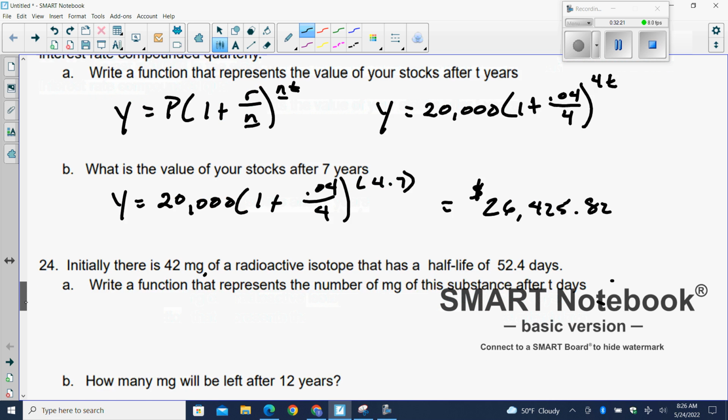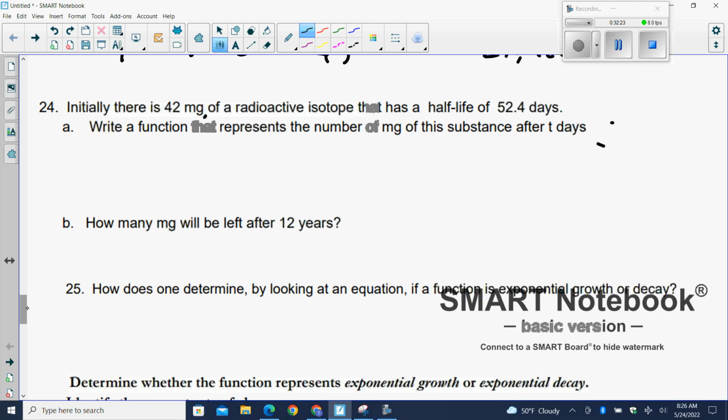Okay, 24. Initially, there is 42 milligrams of radioactive isotope that has a half-life of 52.4 days. So when you think about it, these equations really aren't that hard, or these questions aren't that hard. It tells you what to do. If you want to use compound interest, it'll say compound interest. If you need to use half-life formula, it'll say half-life. Okay, so just make sure you're picking up on the keys that the question's putting down.